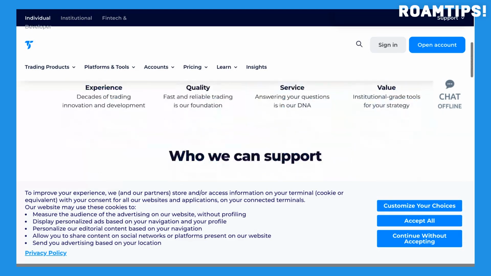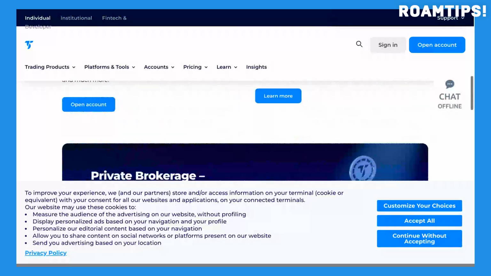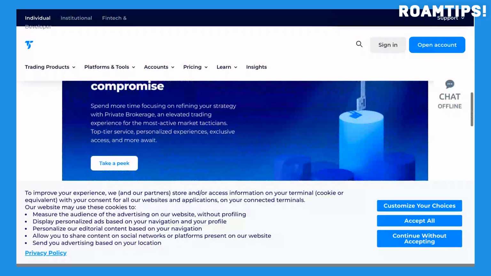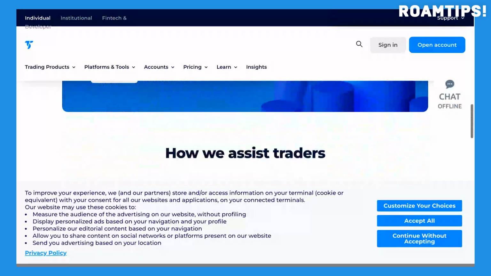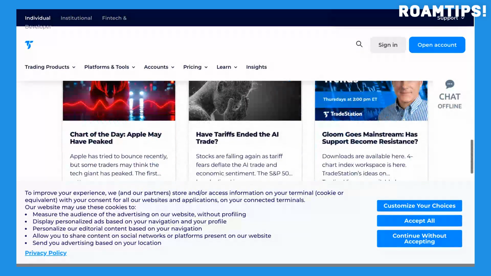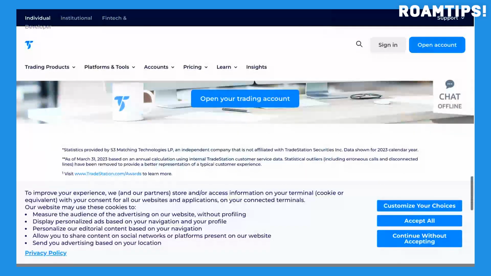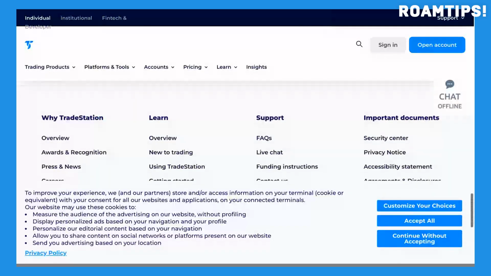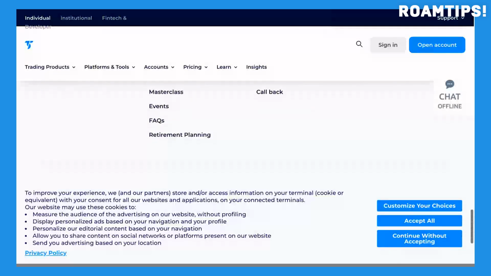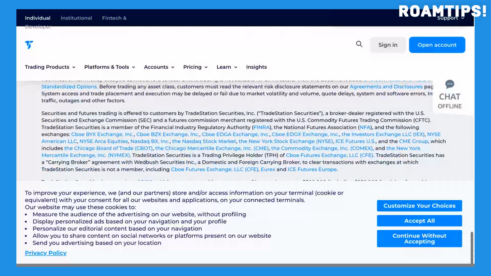The platform caters to both novice and experienced traders, providing educational resources and support for those new to trading, while also offering the complex tools and data needed by seasoned professionals. TradeStation emphasizes powerful and customizable charting, allowing users to tailor their technical analysis to their specific needs and preferences. A vast array of indicators and drawing tools are readily available, facilitating in-depth market analysis.